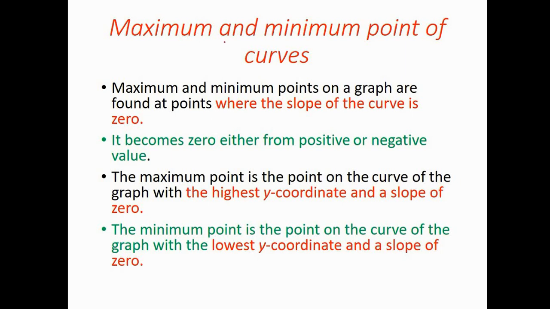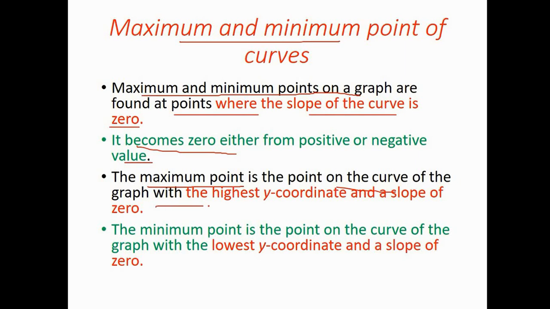How do we find the minimum and maximum points in the curves? The minimum and maximum points on the graph are found at the points where the slope of the curve is 0. It becomes 0 either from a positive or negative value. The maximum point is the point on the curve of the graph with the highest y coordinate, and the slope at that point is 0. Similarly, the minimum point is the point on the curve with the lowest y coordinate, and the slope there is 0.